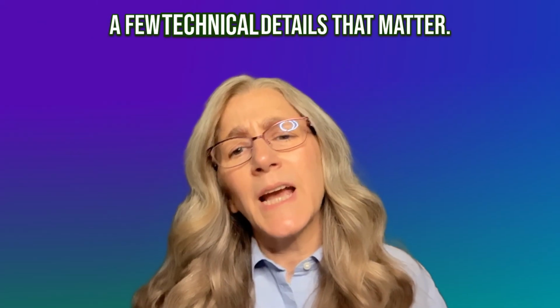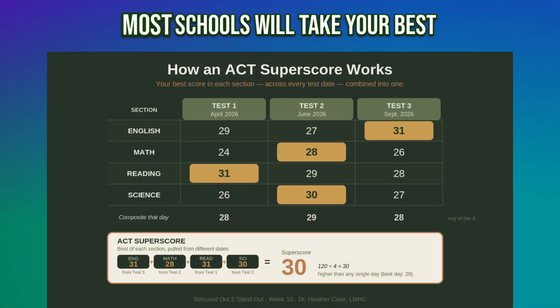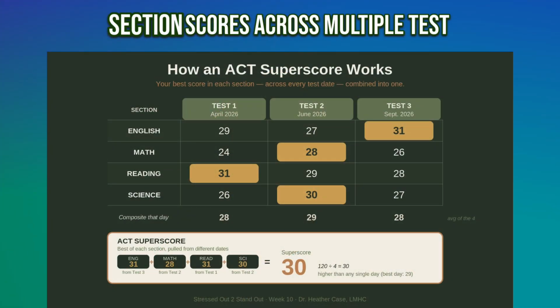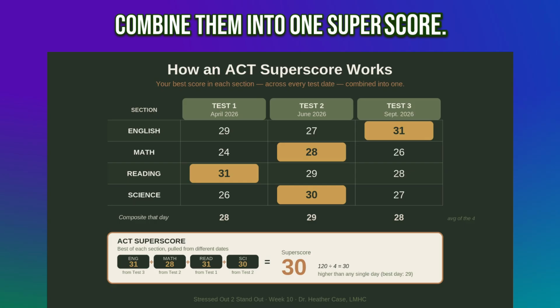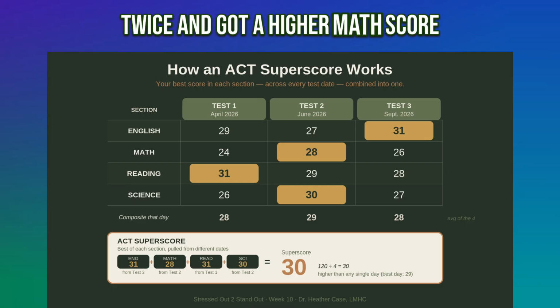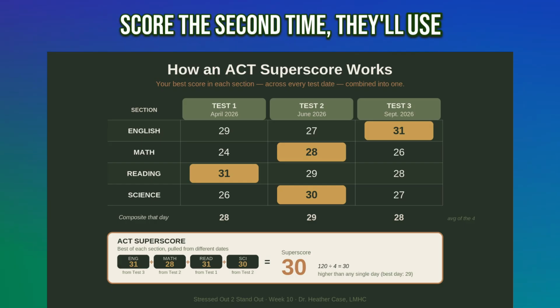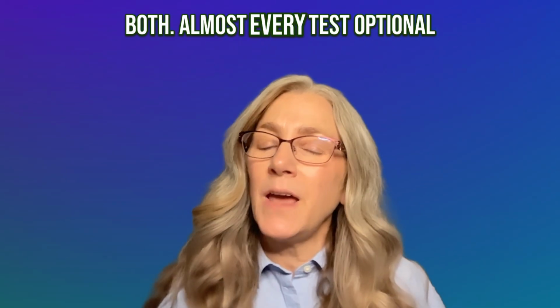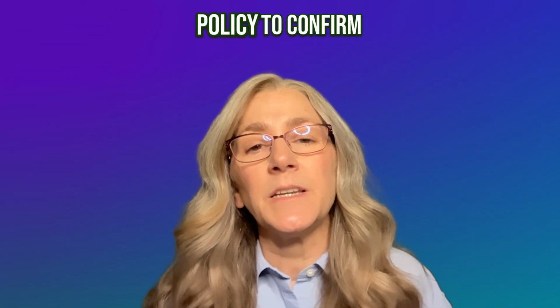A few technical details that matter. Superscoring. Most schools will take your best section scores across multiple test dates and combine them into one superscore. So for example, if you took the SAT twice and got a higher math score the first time and a higher reading score the second time, they'll use both. Almost every test optional school does this. Check each school's policy to confirm.